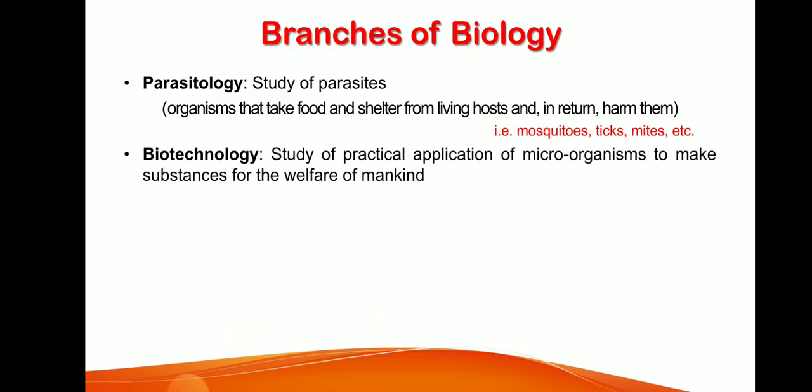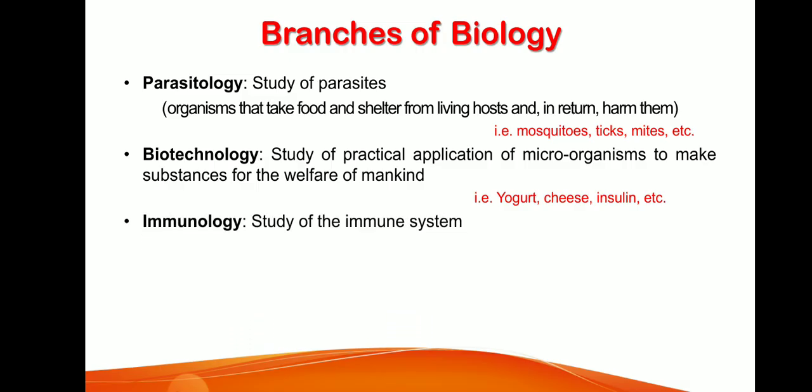Next one is biotechnology. In biotechnology there are three main words that we have to mention here, that is practical application of living organisms for the manufacturing of industrial products or substances, and their purpose is to give benefit to the human. So biotechnology is the study of practical application of mechanisms at industrial level for the welfare of mankind. And if we study yogurt, cheese and insulin, then these products are included in biotechnology.